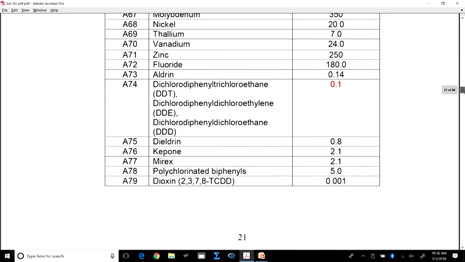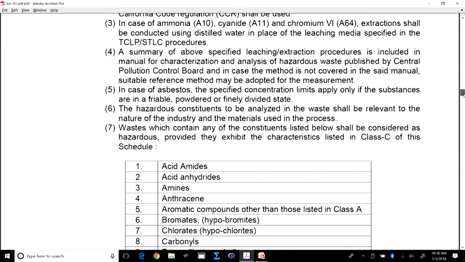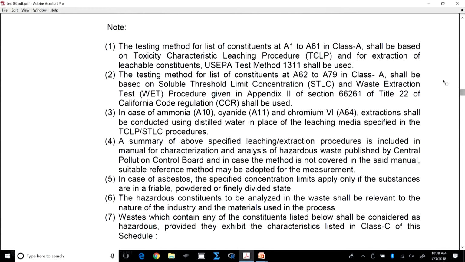Again, a relatively exhaustive list of different compounds, right? That keeps changing from time to time too, right? And the TCLP method is well defined, again, right? And for some types of compounds there is also this waste extraction test, or WET, and that was, I believe, taken from what the California Code of Regulations have developed.